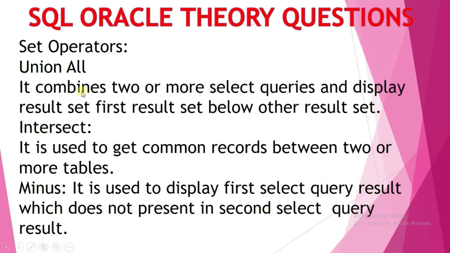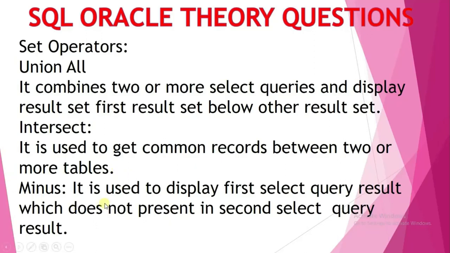So what is union all? It combines 2 or more select query results and displays the result set, with the first result set below the other result set. Intersect is used to get common records between 2 or more tables. If the 2 or more tables contain common data, we can use intersect to retrieve that common data.